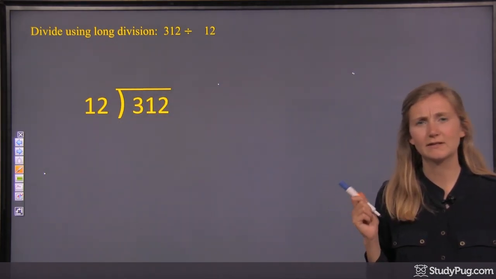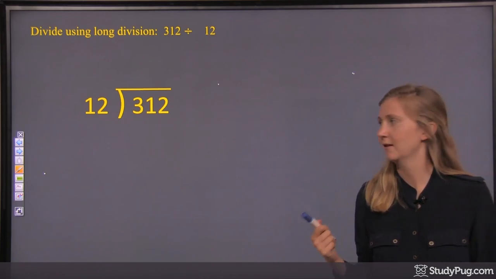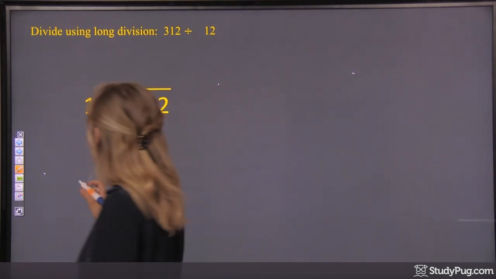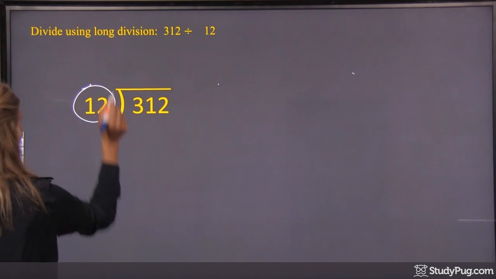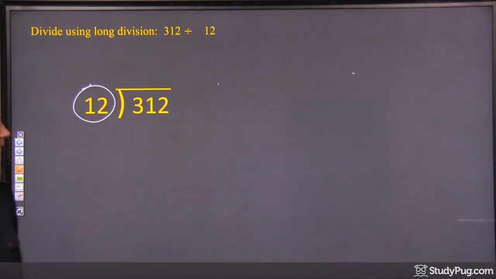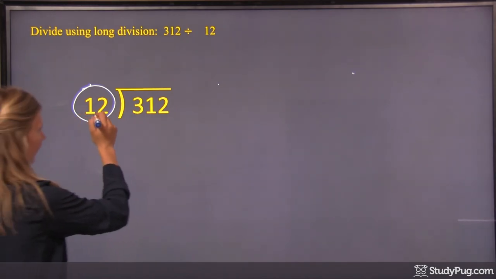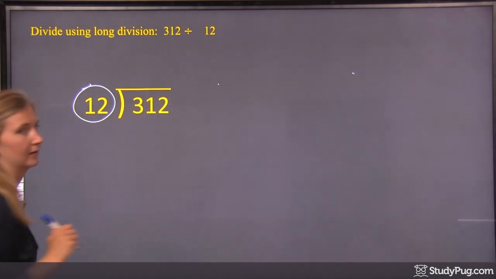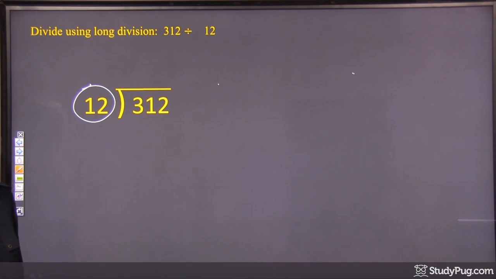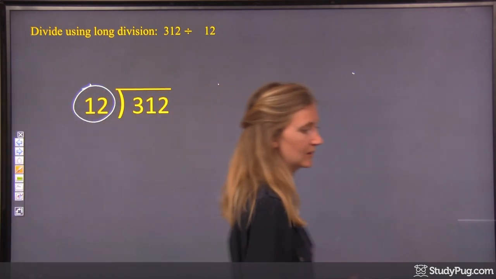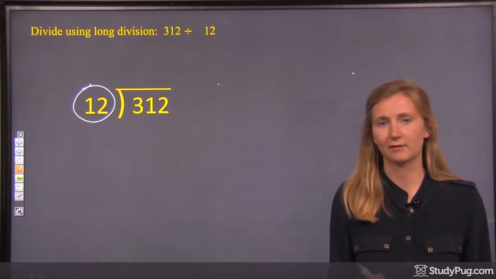So this one is a little bit different from the other ones we've been doing. This one has a two-digit divisor there. Usually we've been just doing one-digit divisors, all right? And then the divisor gets divided into the dividend with little steps. So how does that change? What do we do differently when we have a two-digit divisor?